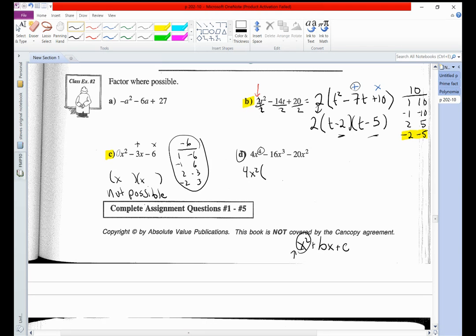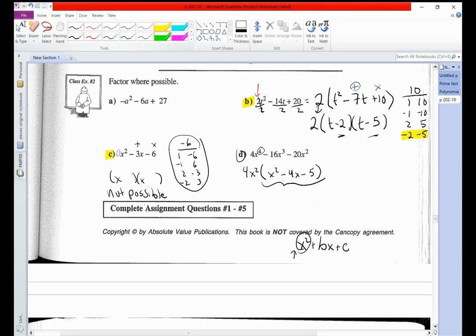So if I factor out 4x squared out of the first term, 4 divided by 4 is 1, so we're not going to write that down. X to the power of 4 divided by x to the power of 2 is x to the power of 2. Next term, negative 16 divided by 4 is negative 4. X cubed divided by x squared is just x, taking 2 out of that. Next term, negative 20 divided by positive 4 is negative 5. X squared divided by x squared would just cancel out. So I've pulled the greatest common factor out of each of those terms. And I'm left with a trinomial that is x squared minus 4x minus 5.